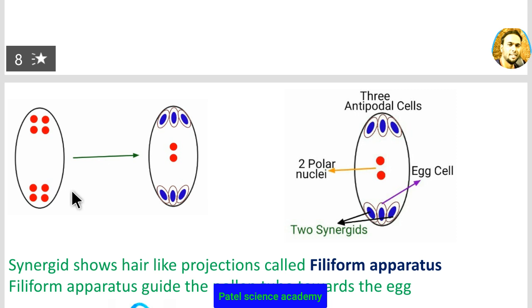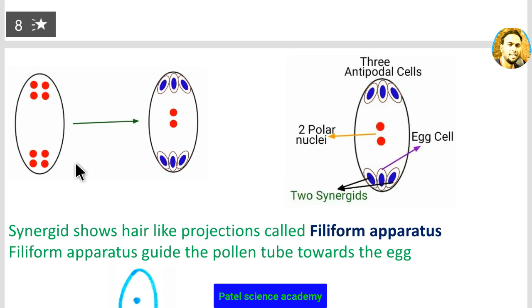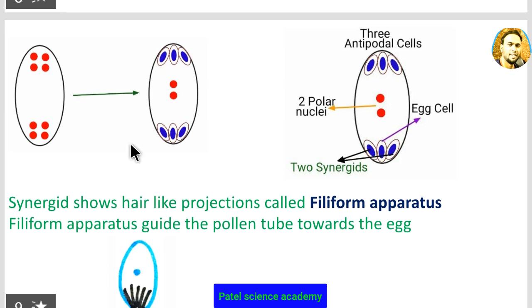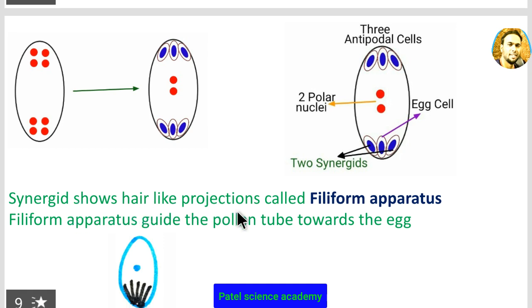Now the arrangement of these 8 cell structure will be likewise. Synergid show hair-like projection called the filiform apparatus. Filiform apparatus guide the pollen tube towards the egg.